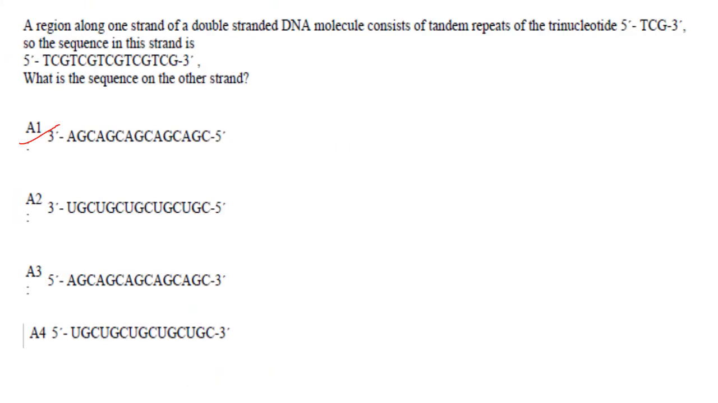A region along one strand of double-stranded DNA molecule consists of tandem repeats of the trinucleotide TCG. So the sequence in this strand is like this. They have given. What is the sequence on the other strand? So the other strand that is complementary to this particular strand should start from 3' to 5' direction. So 3' A, G, C, A, G, C, A, G, C to 5' will be the answer. So that is option 1. So the answer is option 1.